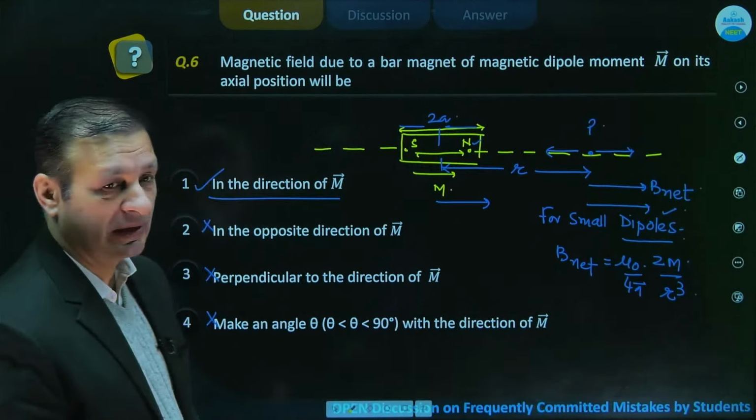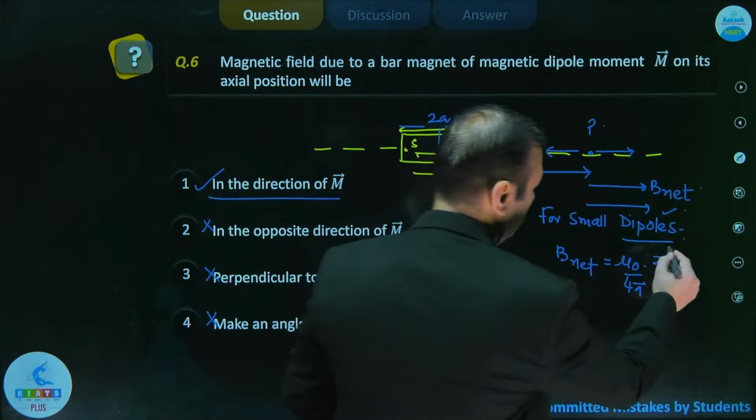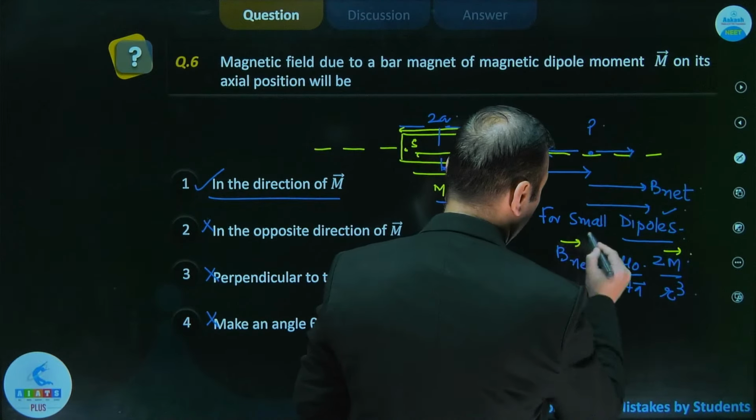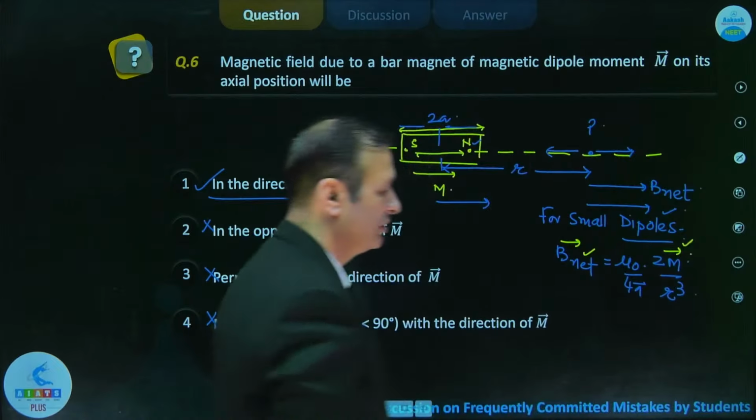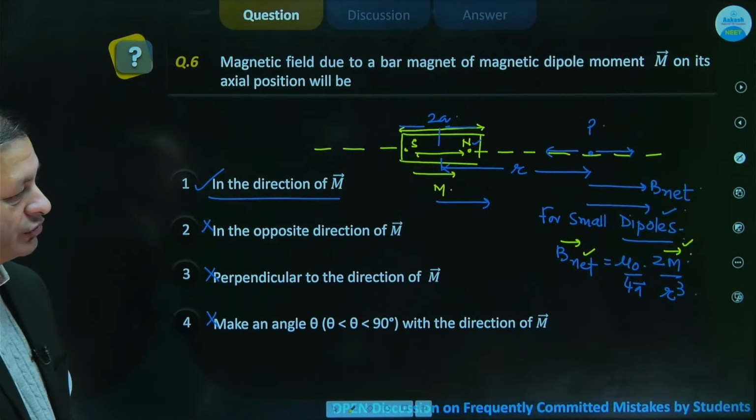So this is the numerical expression. If I keep M as vector and B net as vector, they are in the same direction. So this is the complete expression in vector notation.